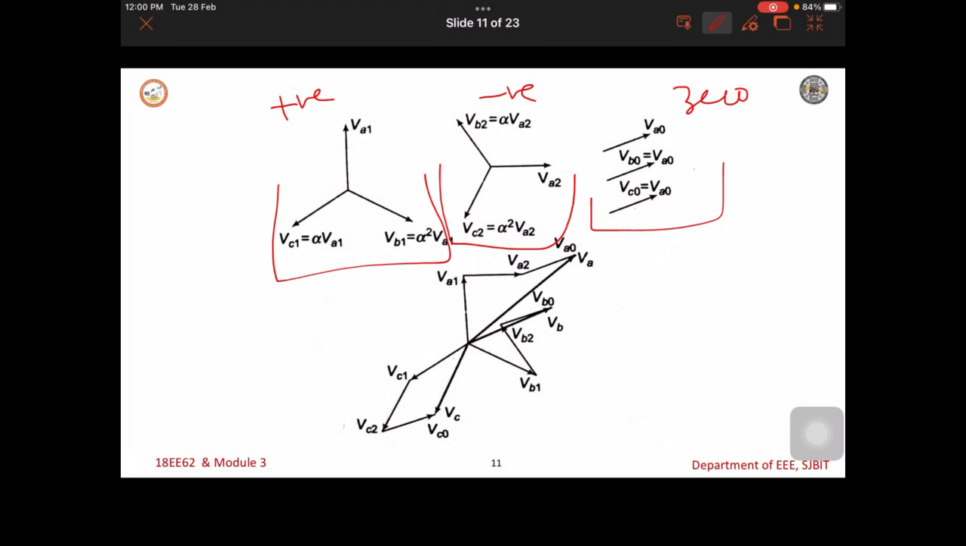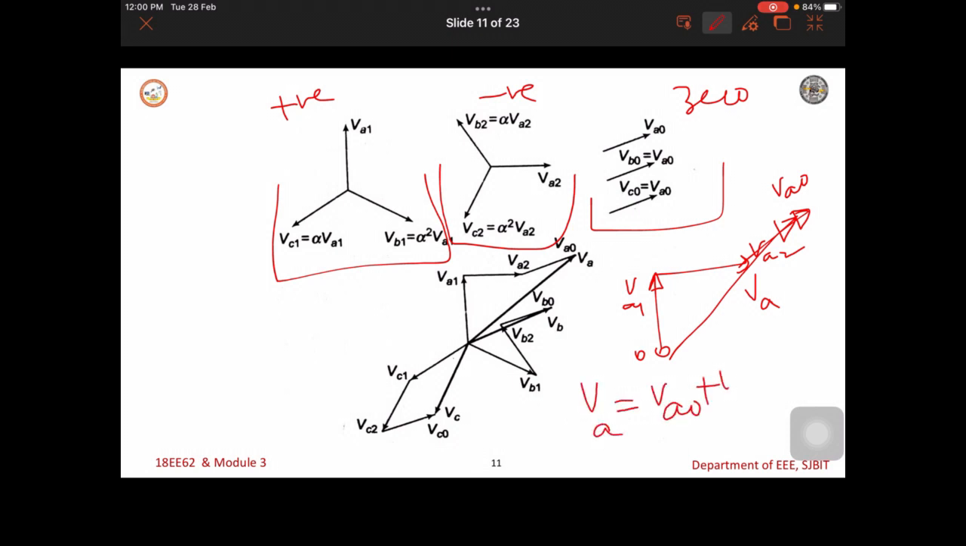When we club these together, for example VA1 is here, VA2 is here, and VA0 is here, starting from the origin. So the vector sum of these will be VA. So VA is nothing but VA0 plus VA1 plus VA2. Like this we can find the unbalanced phasor. Similarly, we can write VB and VC also. Like here only you can consider VB, I will take a different color.